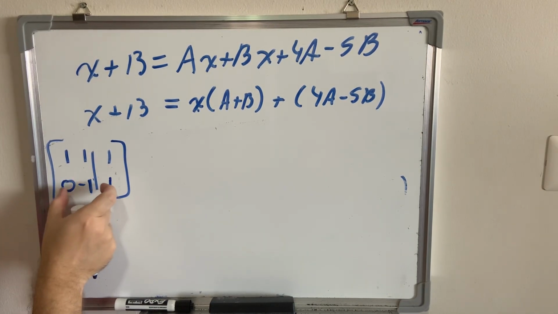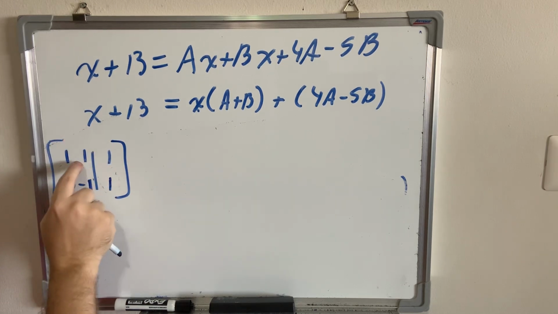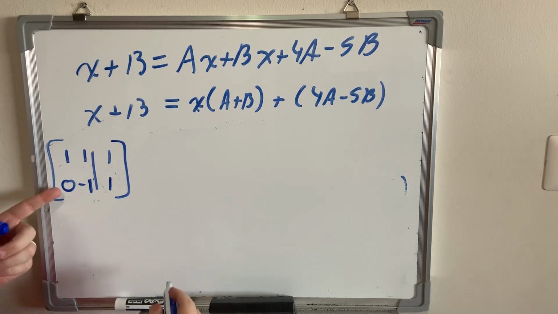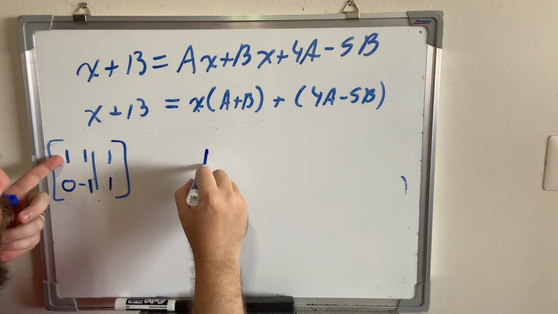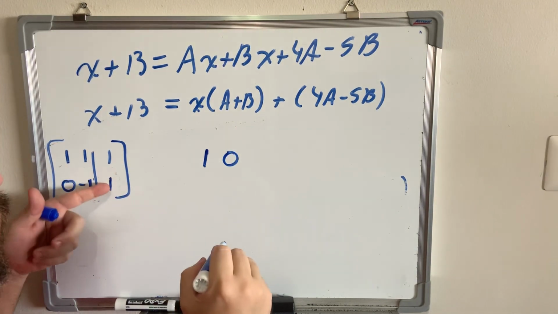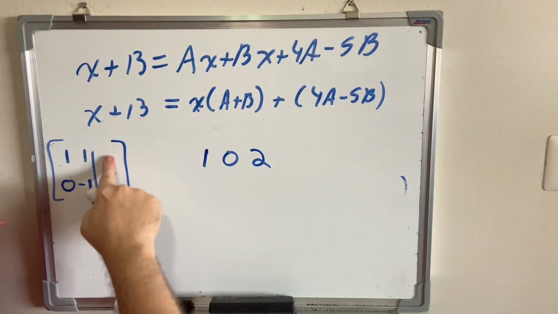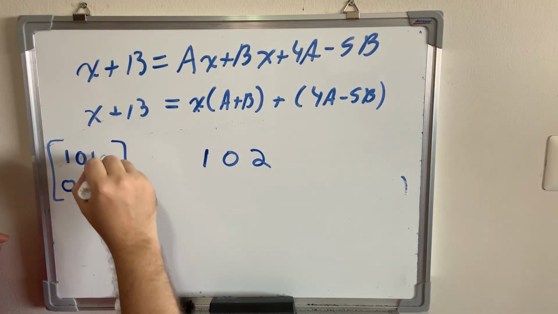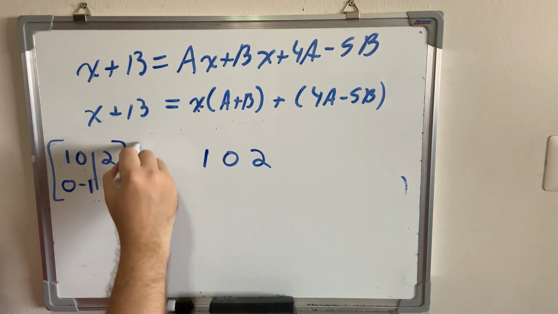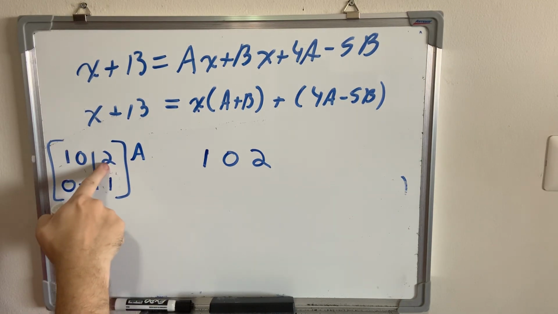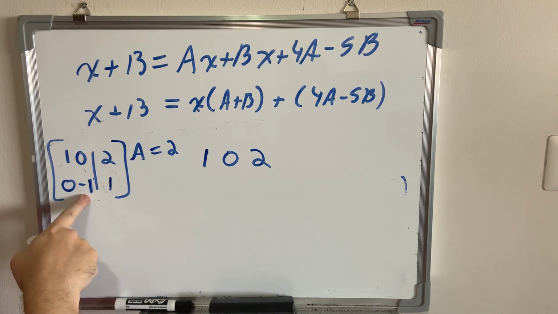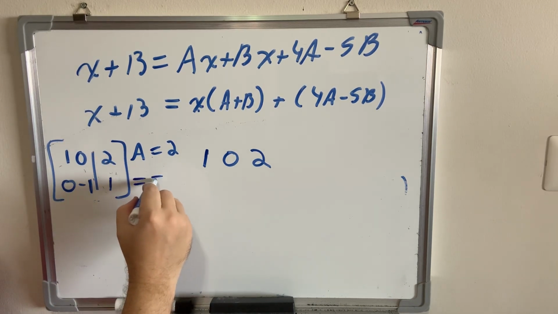So when I add the second line to the first line, this value will disappear. And let's see, what is 0 plus 1? 1. -1 plus 1 is 0. 1 plus 1 is 2. This becomes my new first line. And now I can clearly see the A value. A is equal to 2. And B is equal to 1.